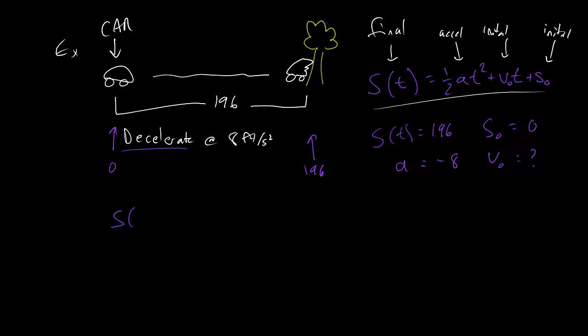So we have 196 is equal to 1/2 times our negative 8t squared plus our v naught t plus our s naught. So we have 196 is equal to negative 4t squared plus v naught t. And now we just need to solve for v. But the problem is we have two variables here, so we need to figure out a different equation. Well, do we know anything else?